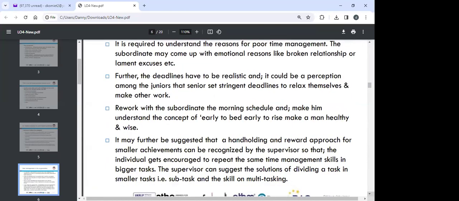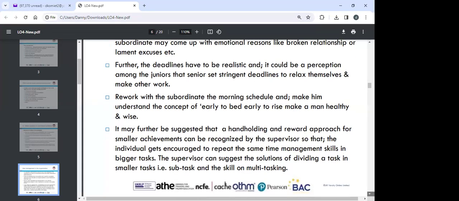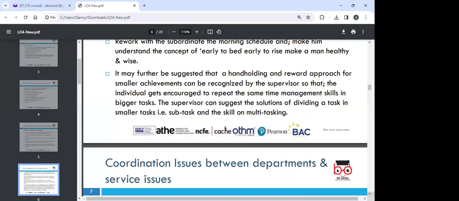And time management in organization. It's important that we understand the reasons for poor time management. The subordinate may come up with emotional reasons like broken relationships or lament excuses. Rework the morning schedule with subordinates and make them understand the concept of early to bed, early to rise makes a man healthy and wise. So you try to participate and get involved so that your subordinate will see you as a leader and not a boss.